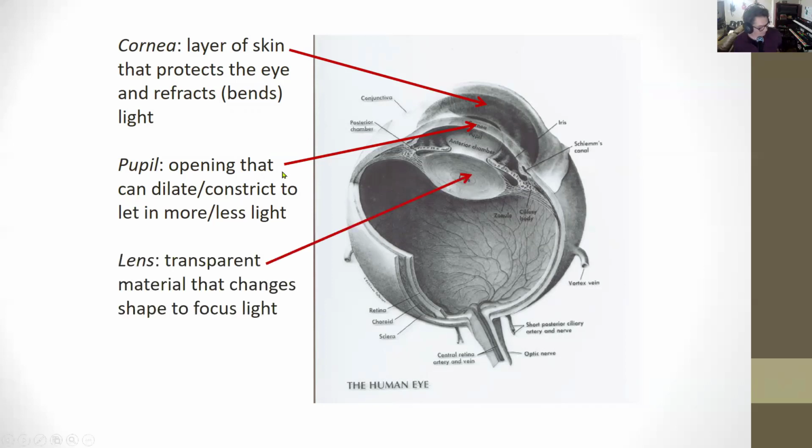There we go. The lens. Now this is tissue, but it's a bizarre sort of semi-transparent, flexible, jelly-like tissue. Okay, and it can deform and then return.